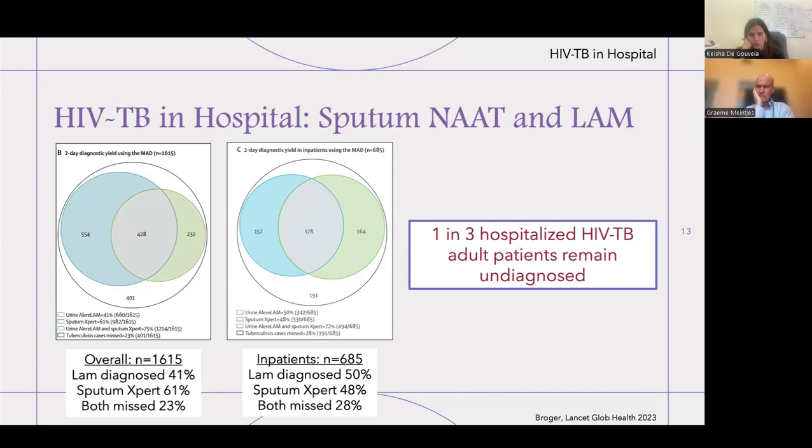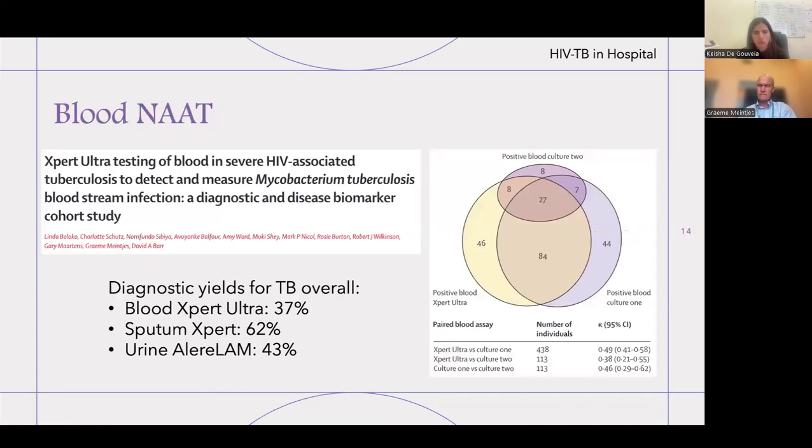And with regards to when we have both of these tests available, in inpatients, we're still missing 28%. So 1 in 3 patients who are hospitalized with HIV-TB remain undiagnosed with these two tools available. So we've still got a long way to go. What I'm going to come to now is some of the work that's been going into trying to expand beyond that diagnostic yield and make diagnoses in more patients.